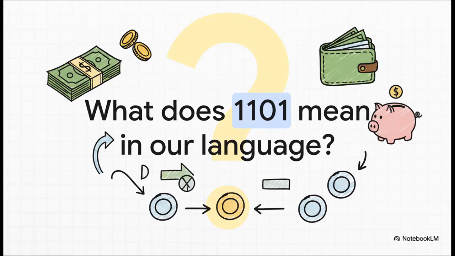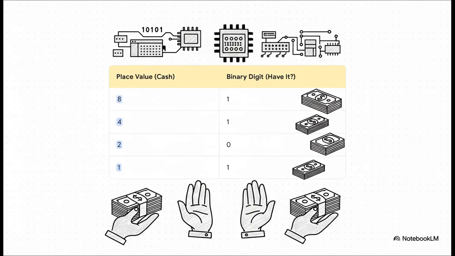So how do we translate this thing? Well, there's a really simple trick. Let's forget all the complex math for a second and think about something we all understand, counting cash. Okay, check this out. Just imagine that each spot in that binary number has a set value, kind of like a dollar bill. Starting from the right, you have the 1's place, the 2's place, the 4's place, the 8's place. You see how it just keeps doubling?